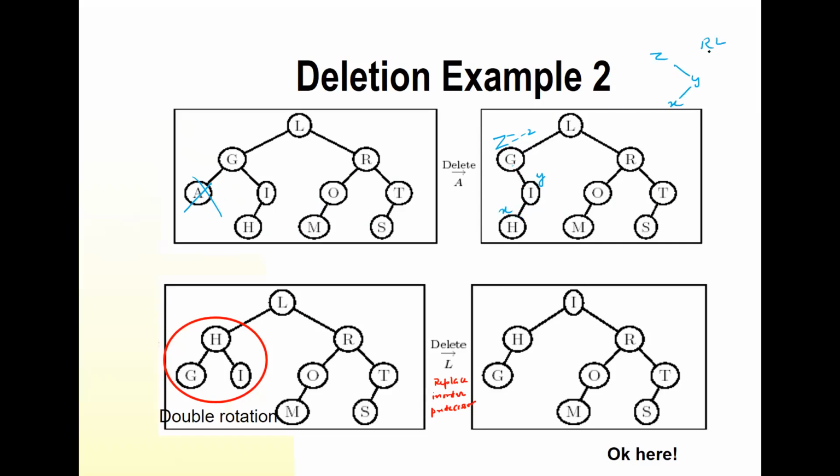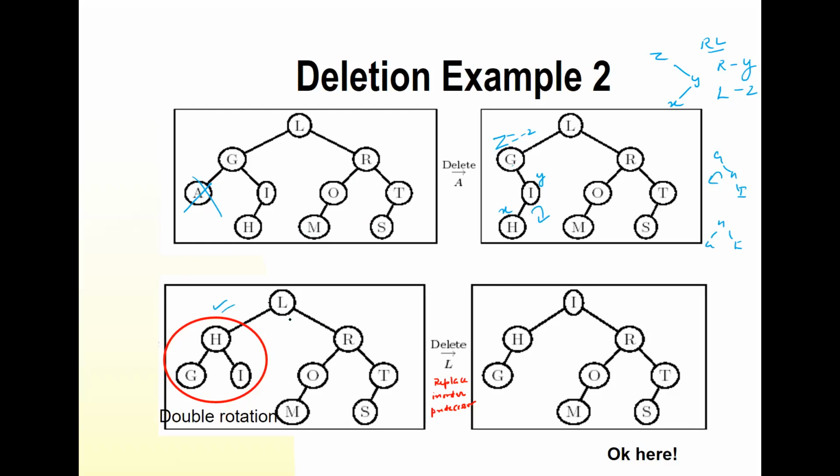This will be an RL rotation: right rotation first, about the child node, that is Y, then left rotation about the pivot node, that is Z. So first right rotation about the child, that is Y, will lead to G, H and I. Then the second rotation about G will lead to H, G and I. So this will be the answer after double rotation.